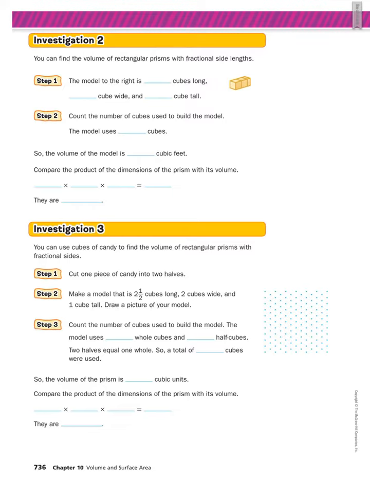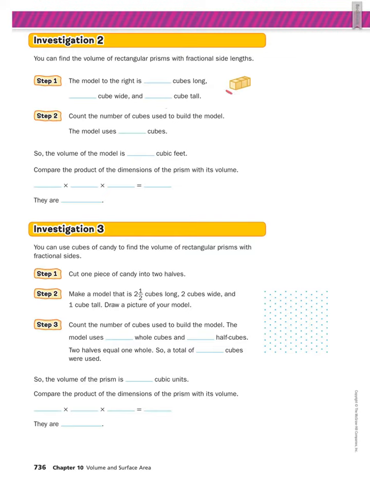Investigation 2 says you can find the volume of rectangular prisms with fractional side lengths. So step 1 says the model to the right is blank cubes long, blank cubes wide, and blank cubes tall. So we're going to check this one out. Now, it doesn't matter if you get wide mixed with long. It's not that big of a deal, but I'll kind of show you here.